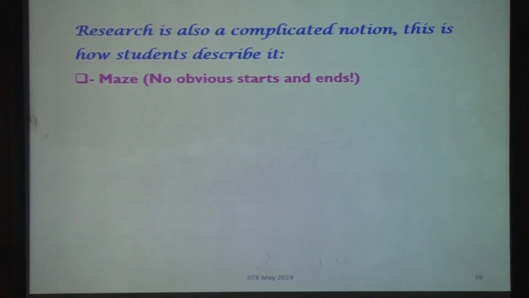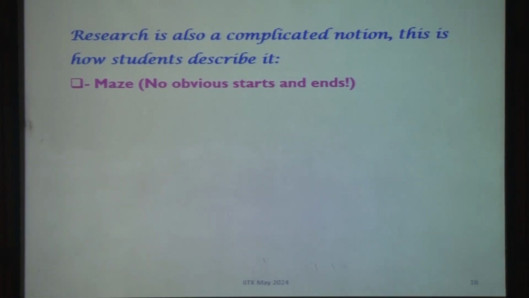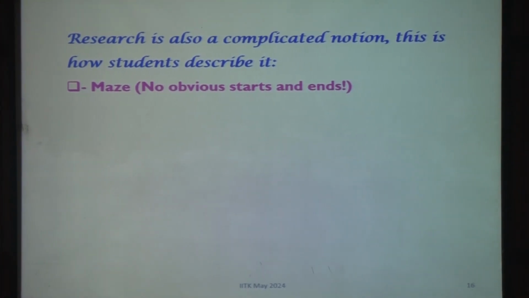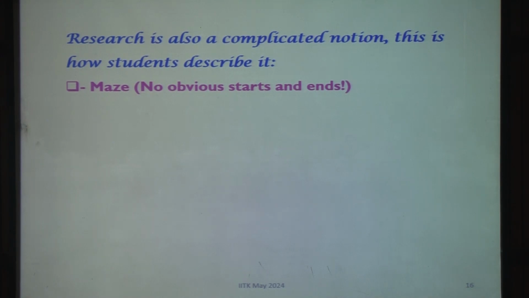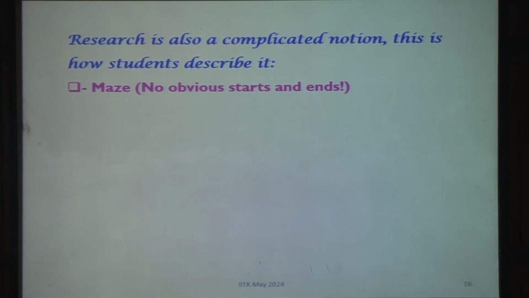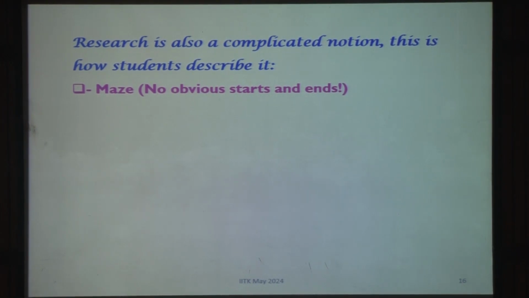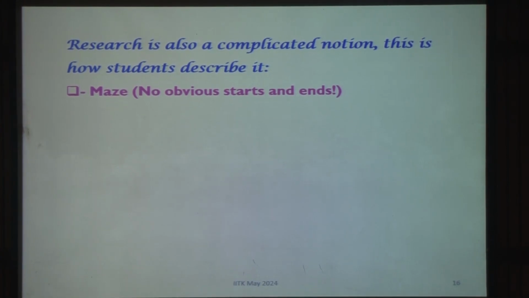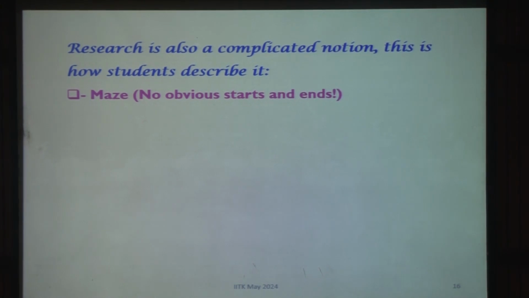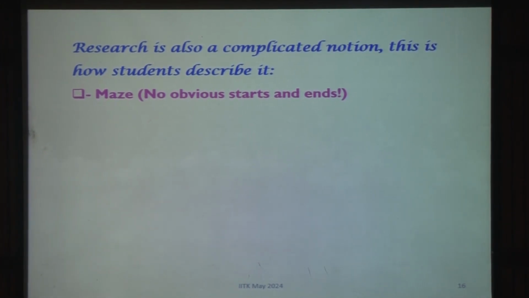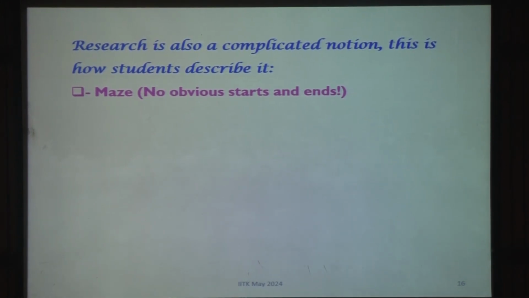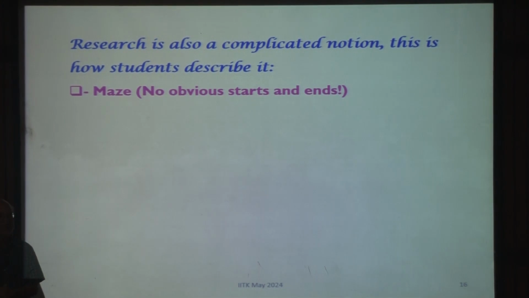So research is also a complicated notion, and this is how students describe it. I have asked during my travels to the students in very different stages, starting, middle, finishing. Some think it's a maze. There is no obvious start, no obvious end, where to start, where to end, because it's not a linear process. You cannot say that, okay, I'm studying a course on heat transfer like 40 lectures. That has a well-structured plan, but research is not like that. Your tomorrow's plan depends upon what you get today. You may have a plan that today I will do this experiment, tomorrow I will do this simulation, but what if it doesn't happen what you are hoping will happen today? Then you have to rethink your plans.